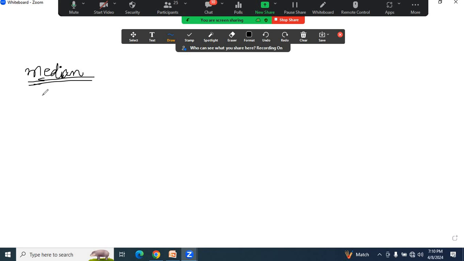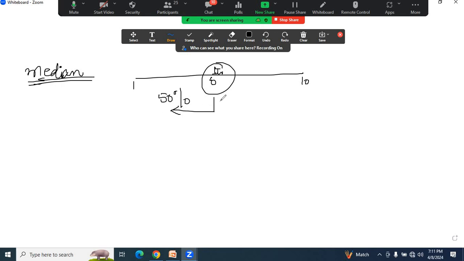So any idea what is median? The center point of observation. Very good. Central value of the observation. Very good. Median means middle value. So if we have observations from 1 to 10, the fifth observation I can say will be the median. That means 50% of the data lies on the left of the median and 50% of the data lies on the right of the median. So median is basically the middle value, the central value.